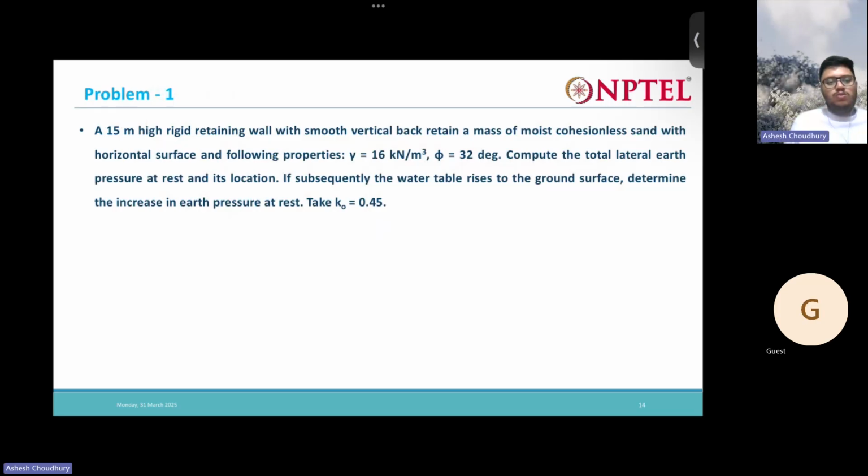Okay. So a 15-meter high retaining wall with a smooth vertical back retains a mass of moist cohesionless soil with horizontal surface and the following properties. Compute the total lateral earth pressure at rest and its location. If subsequently the water table rises to the ground surface, determine the increase in earth pressure at rest. Take K naught equal to 0.45. So you need to calculate the earth pressure at rest. It's very easy.